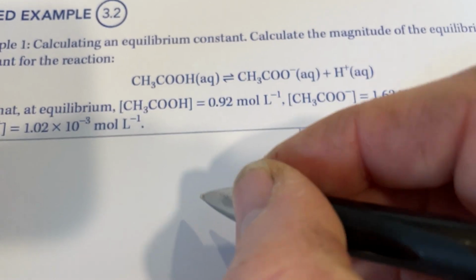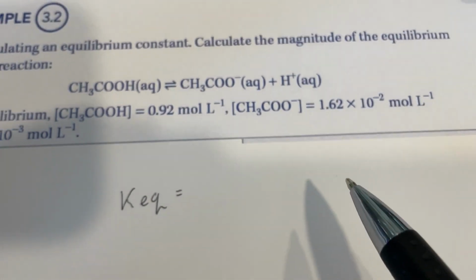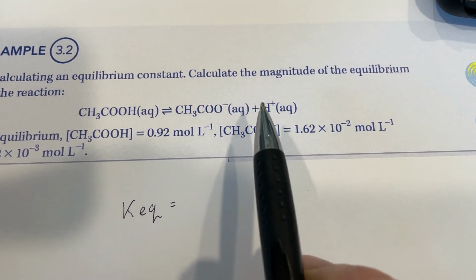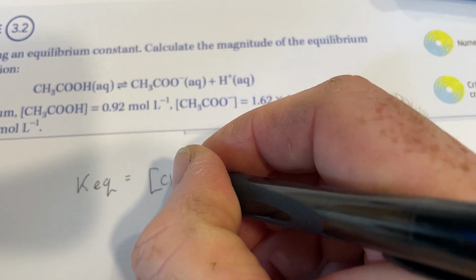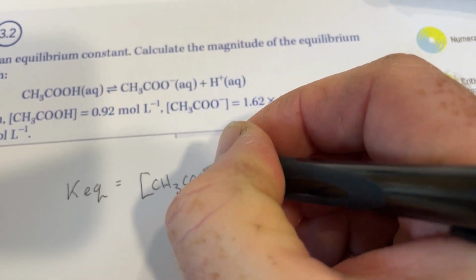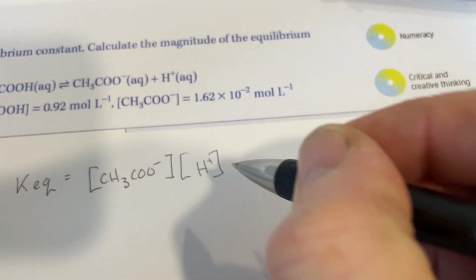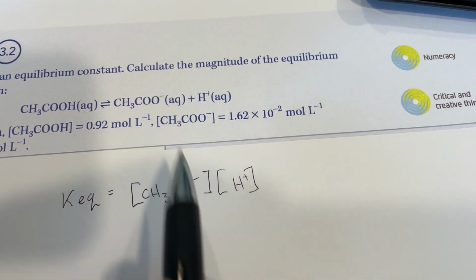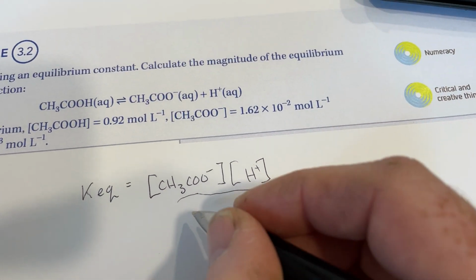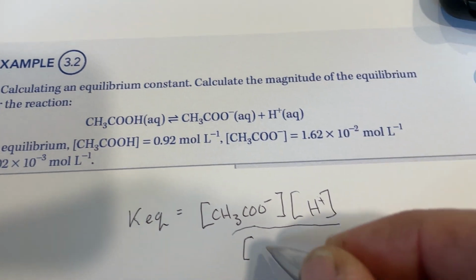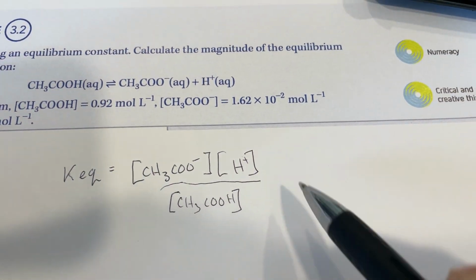So the first step is I have to construct my KEQ expression. So KEQ is equal to the concentration of the products, this one and this one, multiplied: CH3COO minus times H plus. There's my products, they go on top. I divide them through by my reactant concentration, which is acetic acid, CH3COOH. There's my K expression.